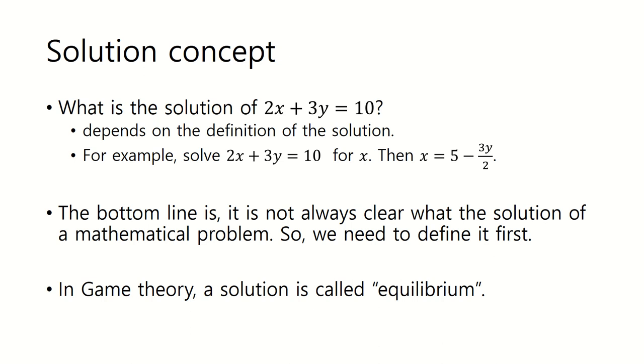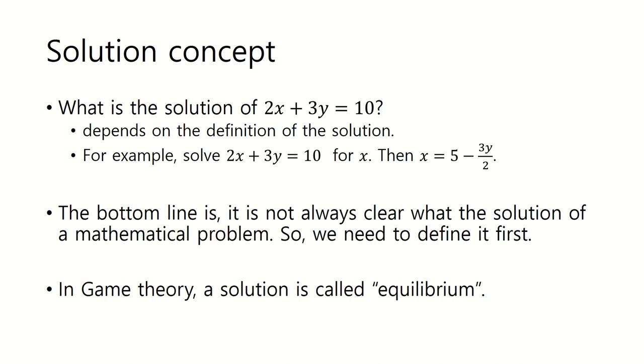So what did I mean by that? Let's say I ask you to solve this equation for x, then the correct answer is x equals 5 minus 3y over 2. But if I ask you to solve this equation for y, then the answer will be different. So we have to agree first what the solution is. We have to first define what the solution is. So it's not always clear what the solution of a mathematical problem is. So we first need to come up with a proper, reasonable, or plausible definition of solution.